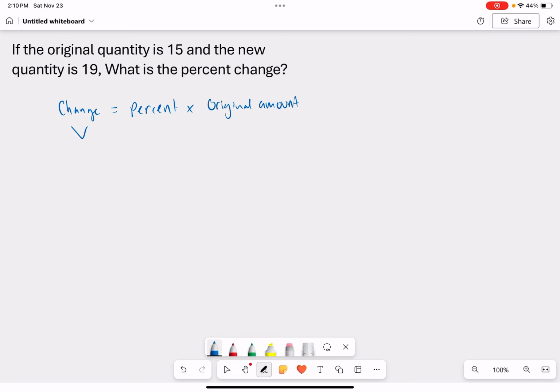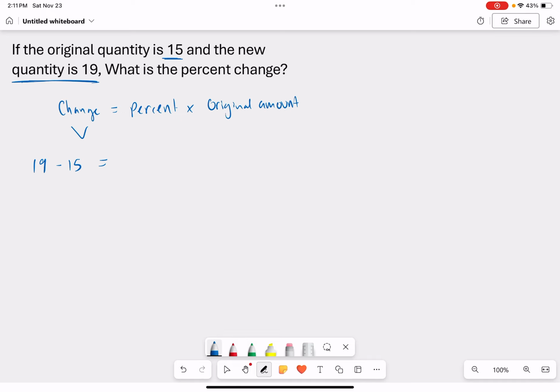So what is the change? Well, the change is actually the difference between the two quantities, the two values, the two dollar amounts, whatever it is, that it gives you. And it does give us two values. So we're going to underline that right here. It gives us a quantity of 19 and a quantity of 15. So we have to find the difference between those two. So we rewrite the biggest number and subtract 15. So 19 minus 15 is equal to the percent.